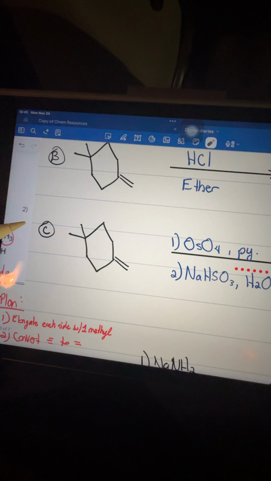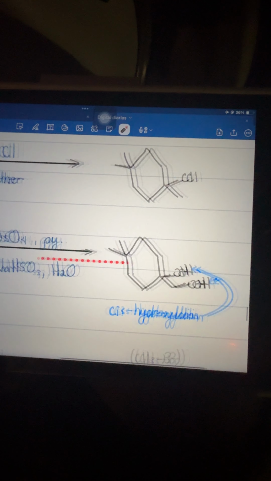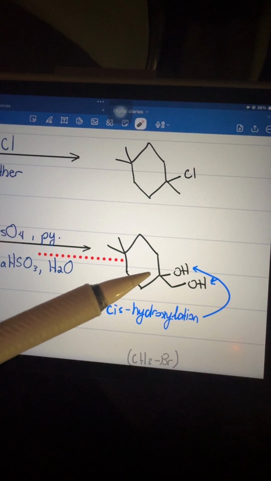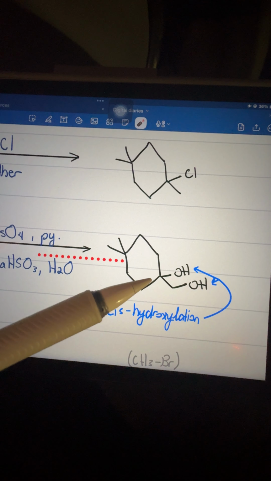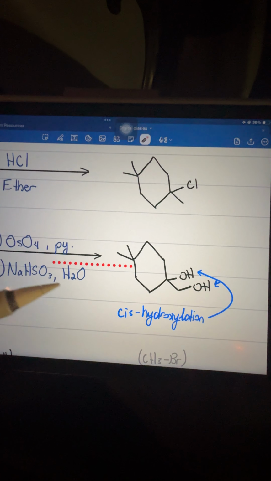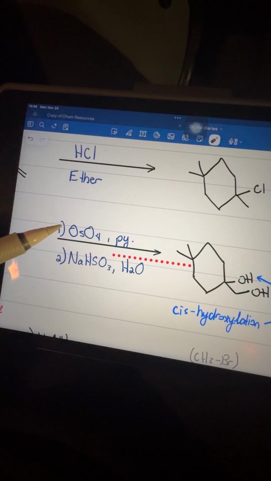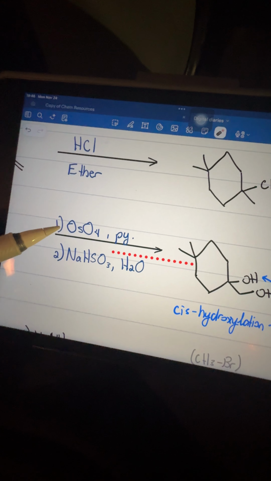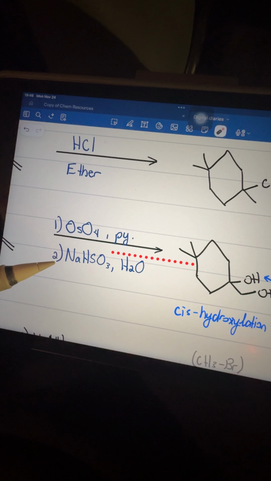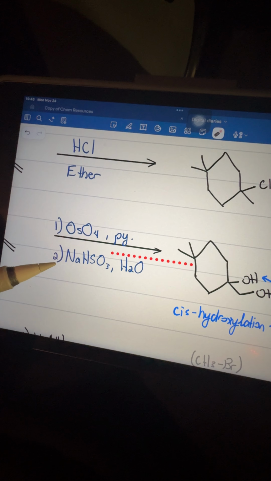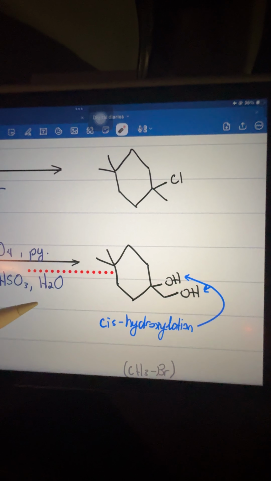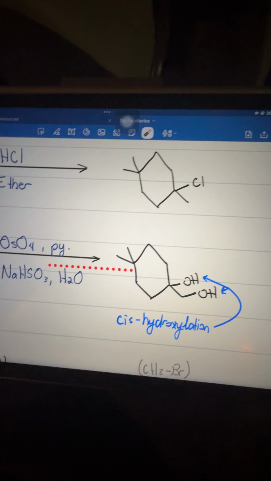The third one that I was given, the product is 2 alcohol groups, one on the most substituted carbon and one on the less substituted. It is a cis hydroxylation, so I have OsO4 with pyridine and sodium hydrosulfite. I want to say sodium hydrosulfite and water. That gives 2 alcohol groups.